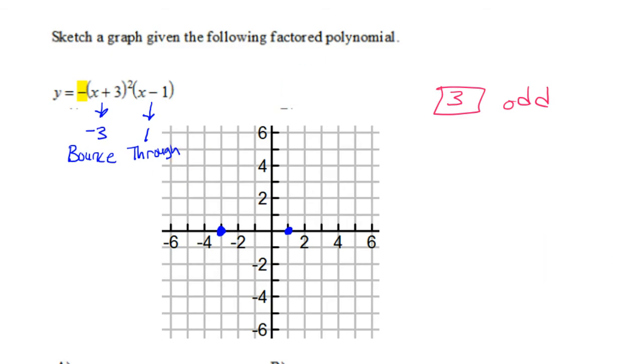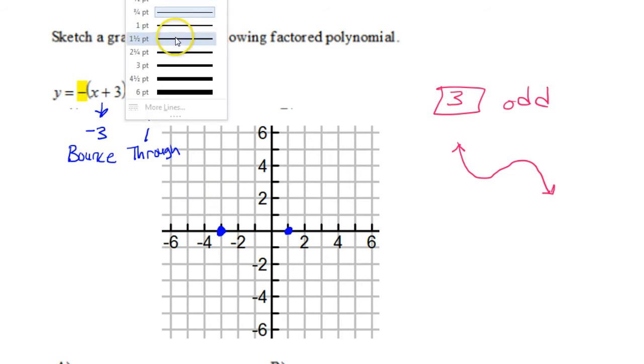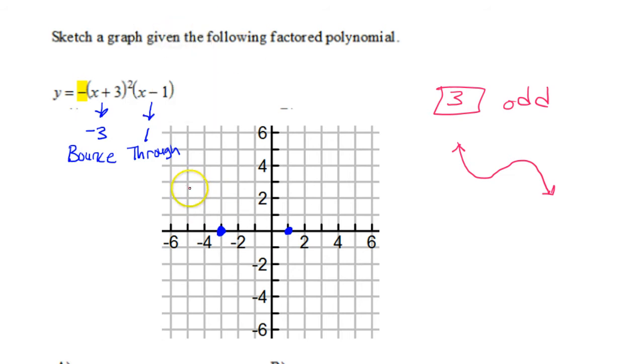Alright, so I'm just going to recopy that over here. So our end behavior is this type of end behavior, because it's odd with a negative leading coefficient. End behavior goes from high to low. So now I know that I need to start high, and I will do my bounce and my through from up high like this. So if I start high, and here I go, I'm going to do my bounce and then through. So my graph should look something like this.